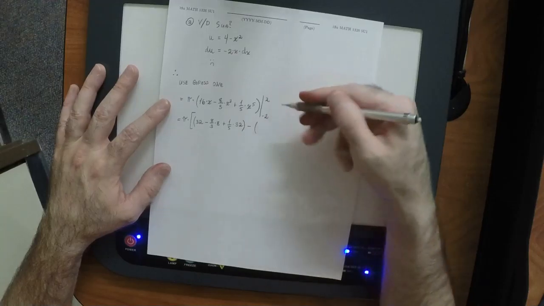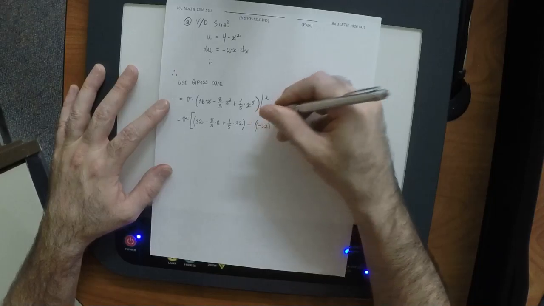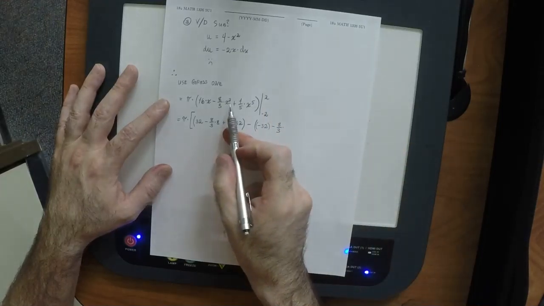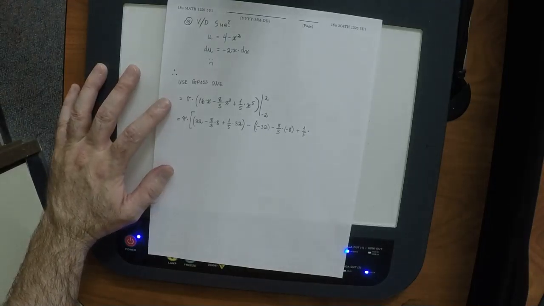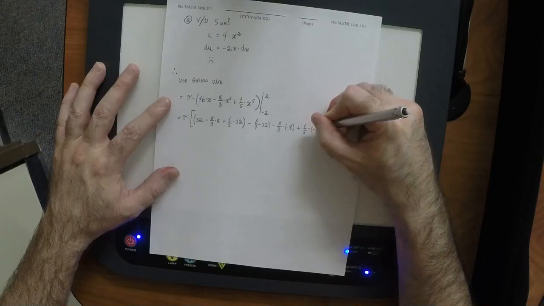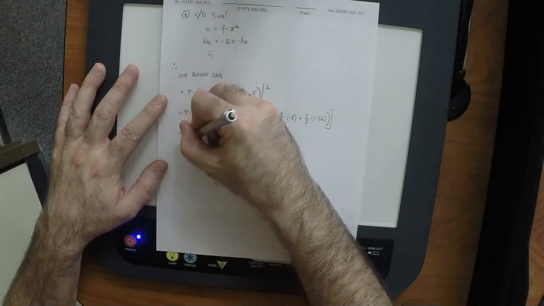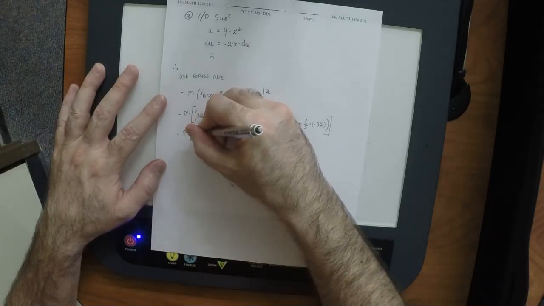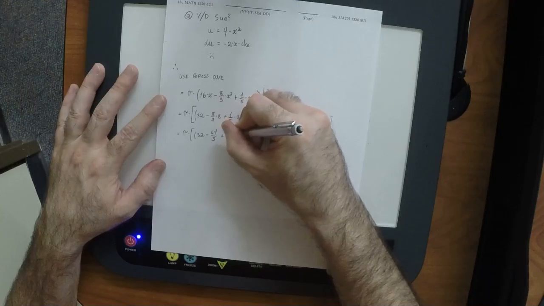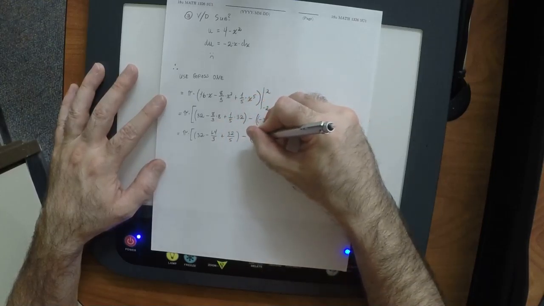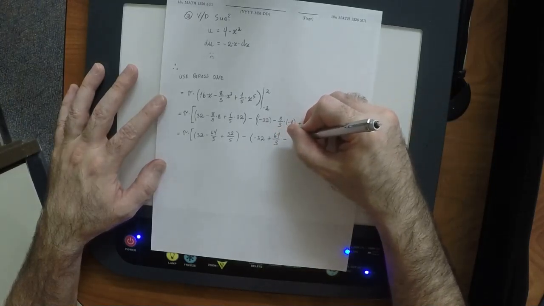Finally, doing the evaluation at the lesser endpoint, this would be negative 32. And then minus 8/3, negative 2 to exponent 3 is negative 8. And then plus 1/5. And then what's negative 2 to exponent 5? Negative 32. All right. So this would be pi. And then just simplifying a little bit, this would be 32 minus 64 over 3, plus 32 over 5, and then subtract negative 32 plus 64 over 3 minus 32 over 5.